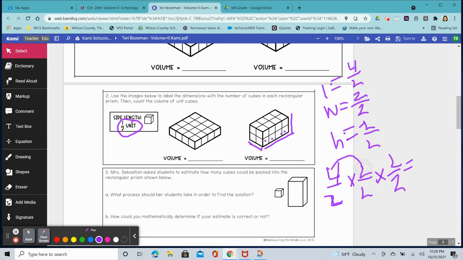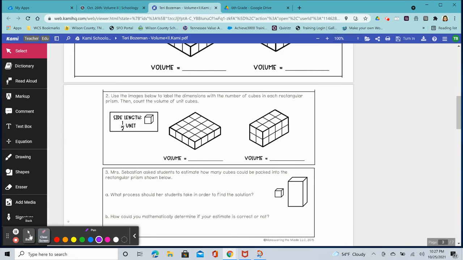4 times 2 is 8. 8 times 2 is 16. 2 times 2 is 4. 4 times 2 is 8. And again, fractions are divisions, so 16 divided by 8 is going to be 2 units cubed. Alright, let's take a look at the next problem.